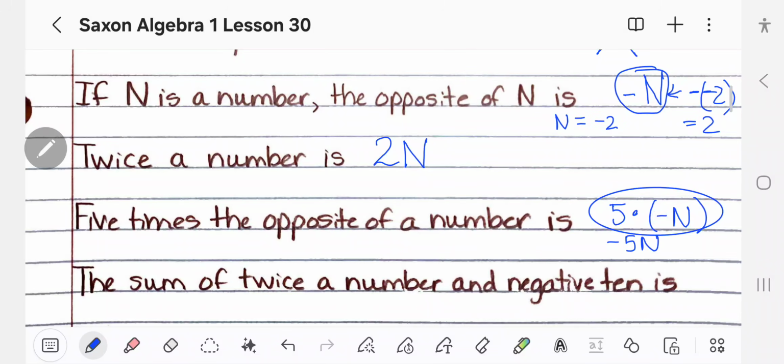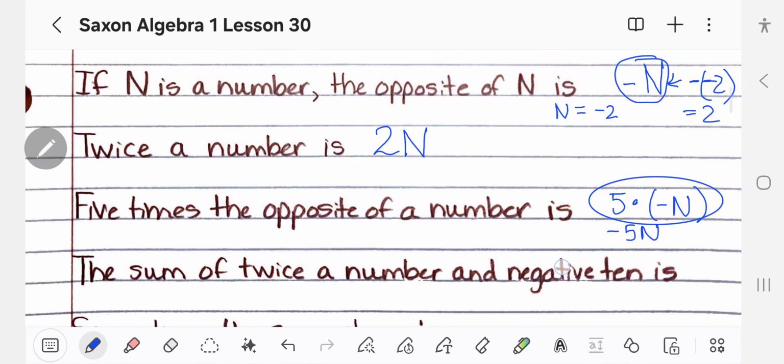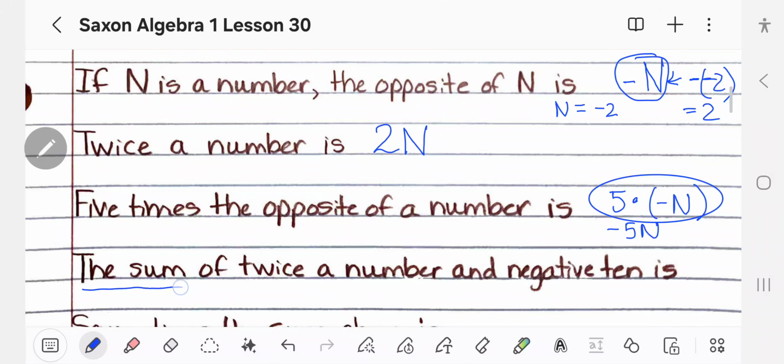The sum of twice a number and negative 10. So we're going to be adding something. Okay, so I know I'm going to be adding 2 things. What am I adding? The sum of twice a number, so twice a number. And this is what I'm adding, negative 10. The sum of twice a number and negative 10.